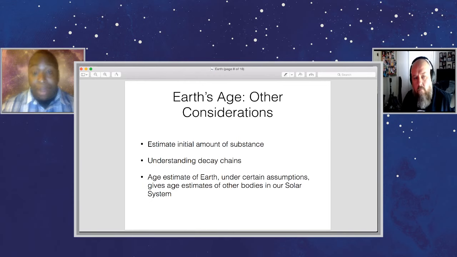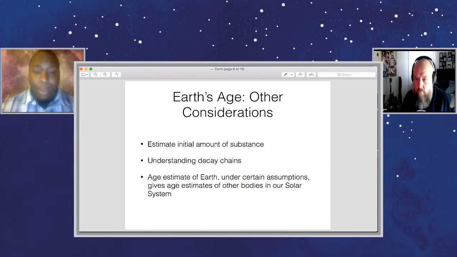The other one would be beta decay. In this particular decay, you're losing electrons. And then the last type of decay, which doesn't actually change the element itself, is gamma radiation, which is basically the emission of light from the isotope.